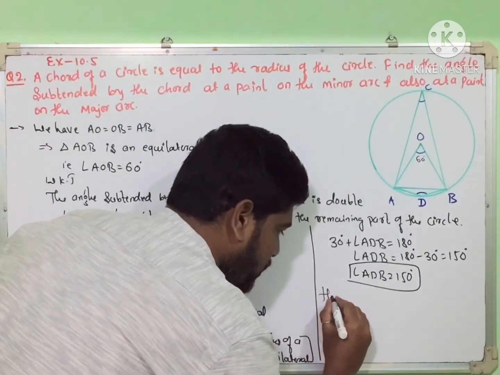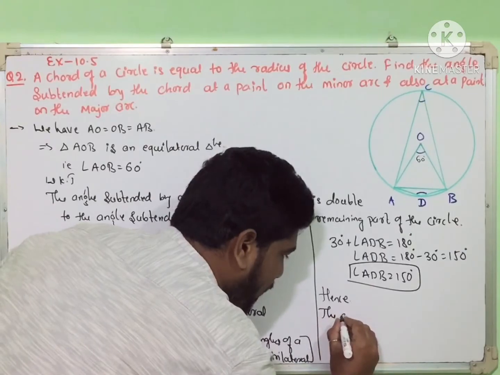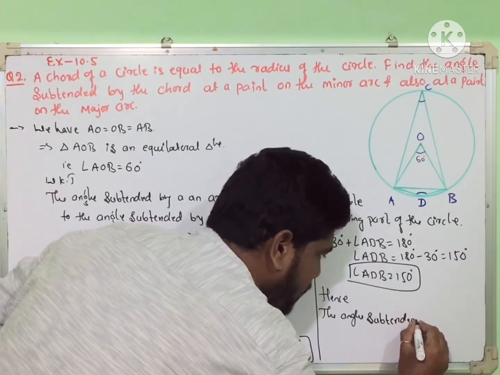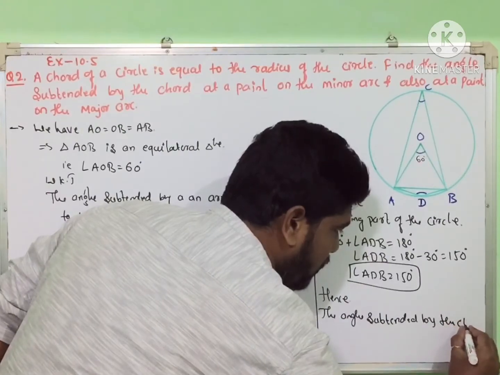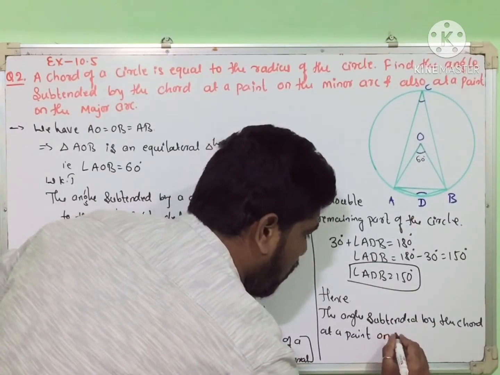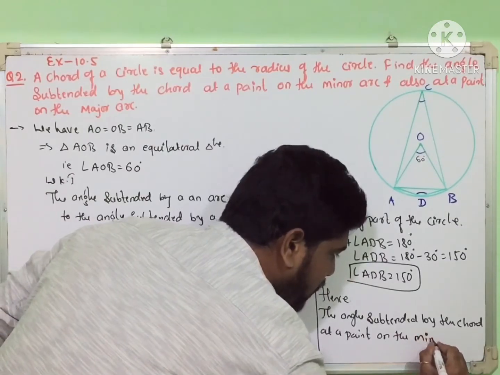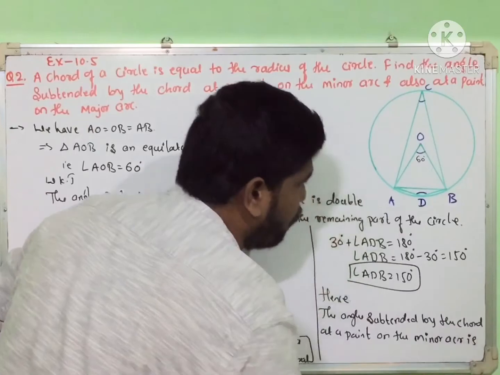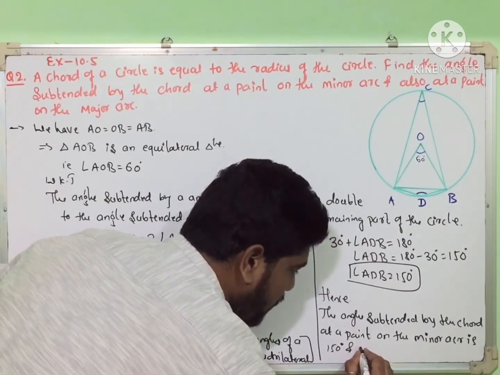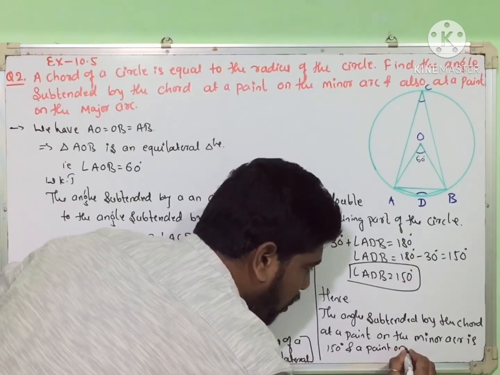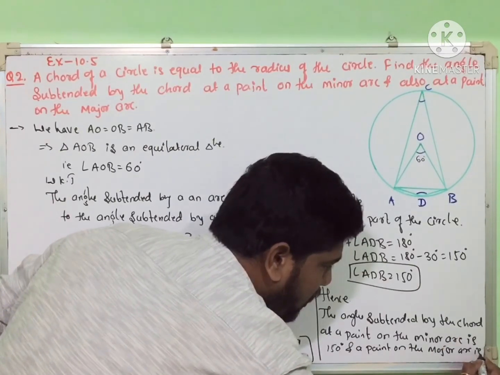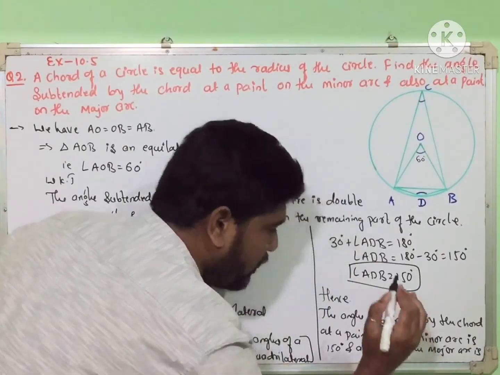So write down here. Hence the angle subtended by the chord at a point on the minor arc is 150 degree, and at a point on the major arc is 30 degree. Is it clear?